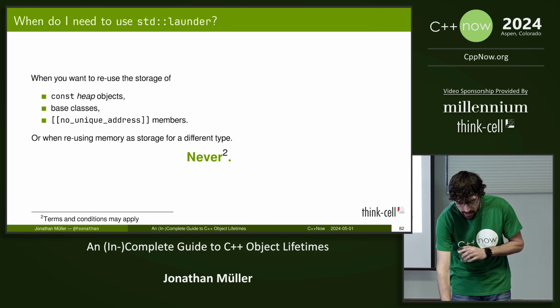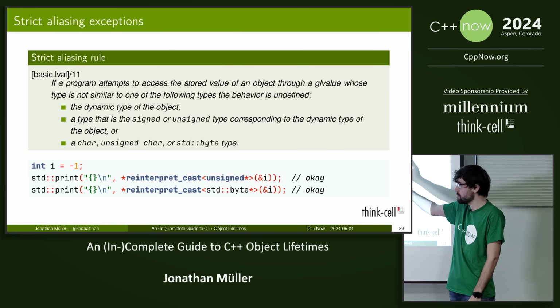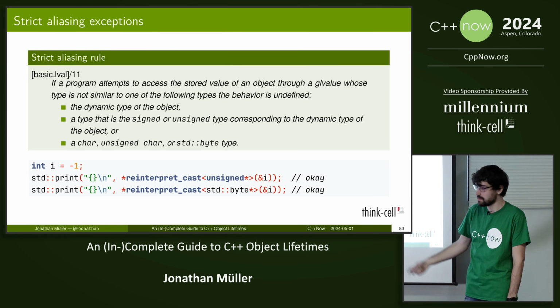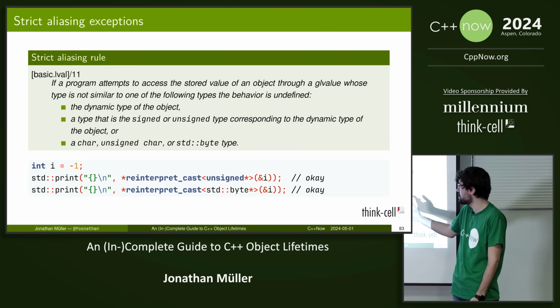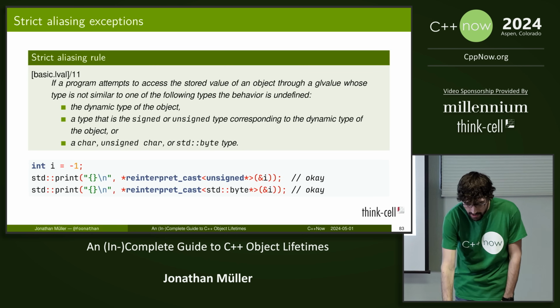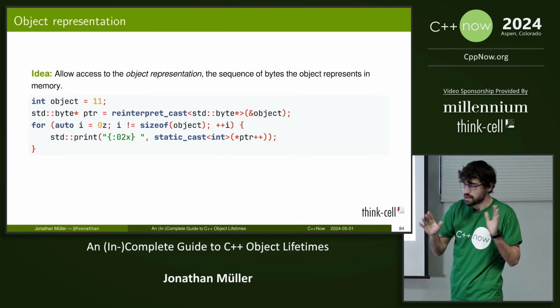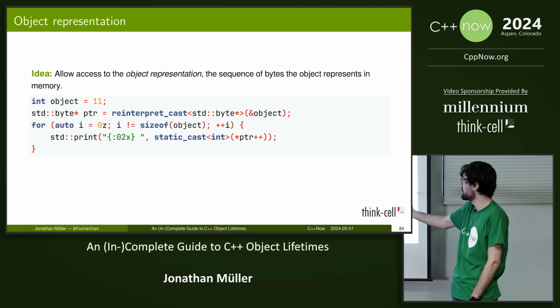So there is an exception for strict aliasing, two of them. First, we can interpret as the signed or unsigned type, and the second, char or unsigned char or byte. So we've got an int, we interpret it as an unsigned. This is fine. I don't know why you would want to do that, but this works. Or you can interpret it as a byte. The idea behind the last rule is that you can access the object representation, the sequence of bytes the object occupies. You want to print them, or do something with them.